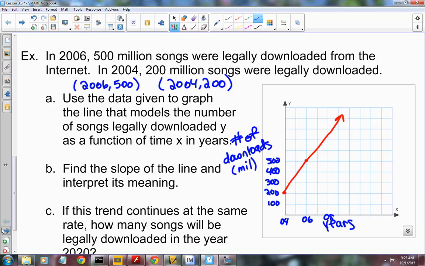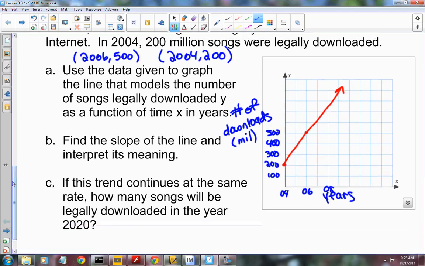Next, it wants me to find the slope. Well, that's just going to be like what we did a while ago. There are my points, and I'm just going to put those into my slope formula. So I could do 500 minus 200, and then 2006 minus 2004. So that's 300 over 2, which is 150.